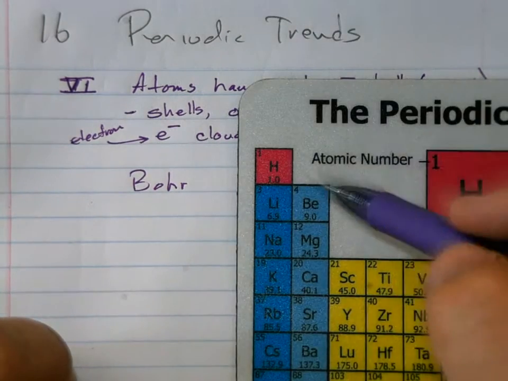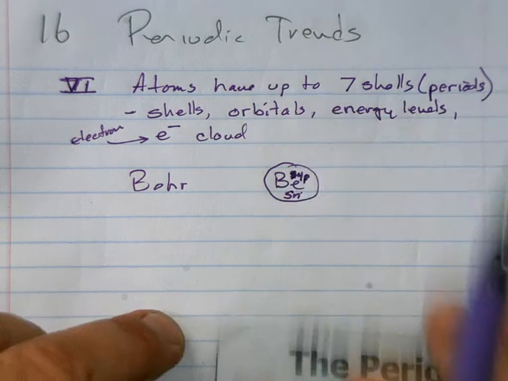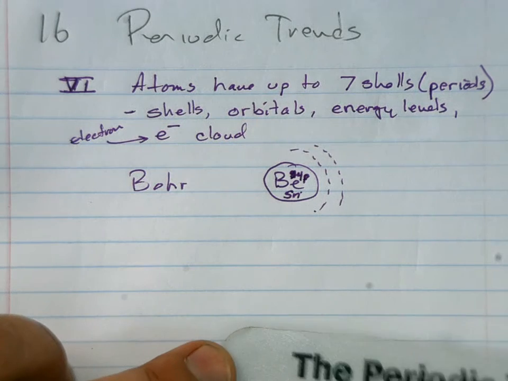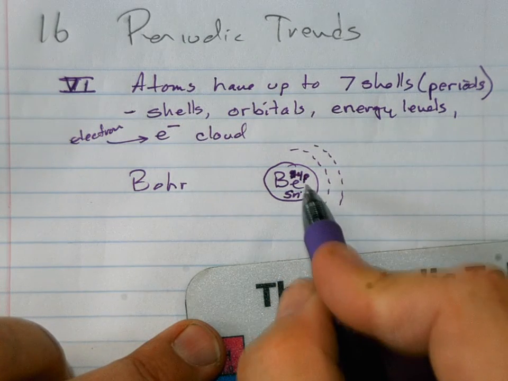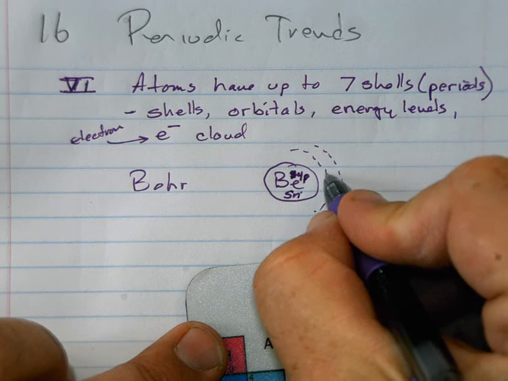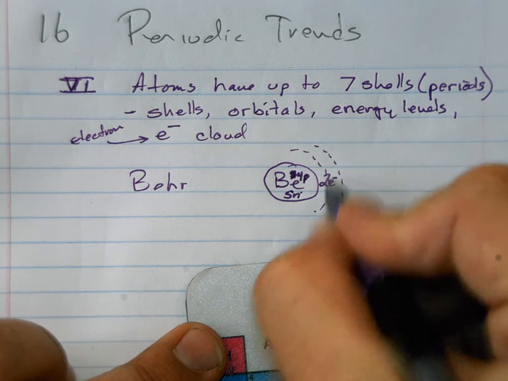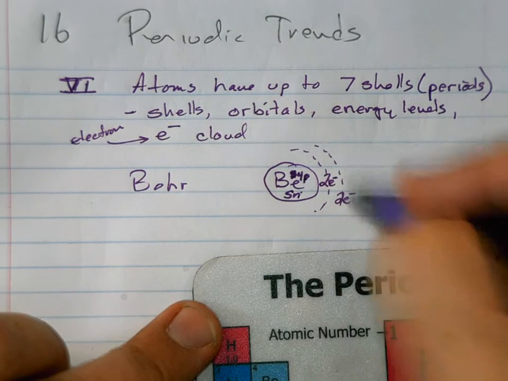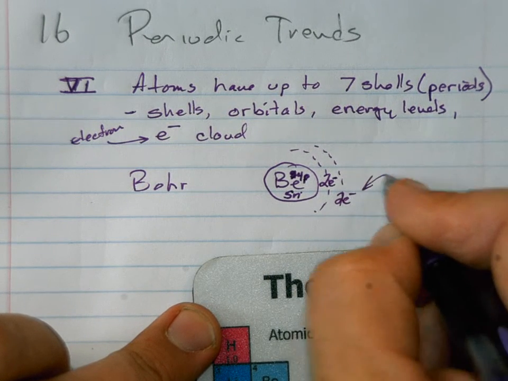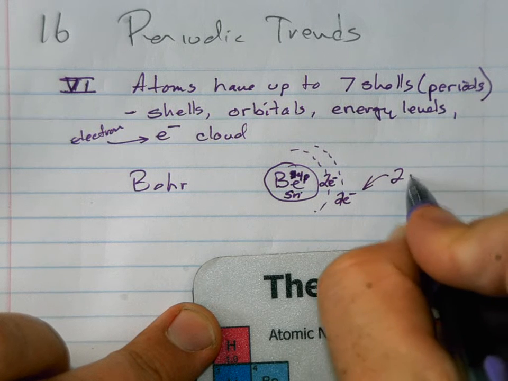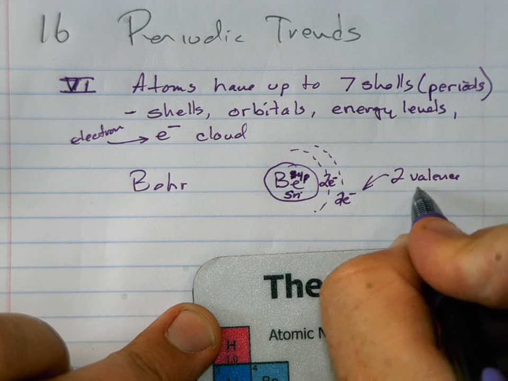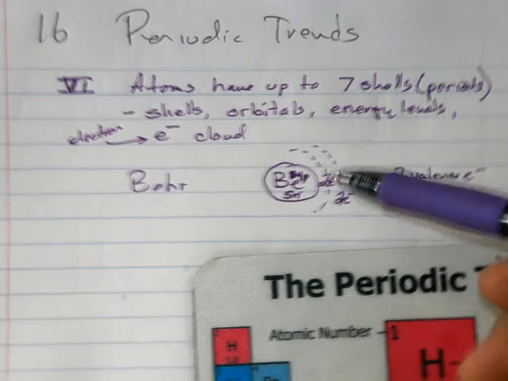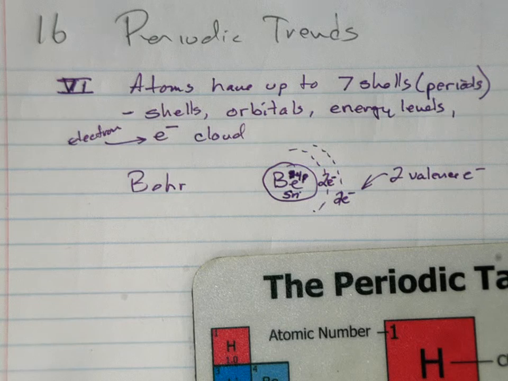It is in period 2, so it has 2 shells. So we can go ahead and draw, I'm just going to do partial shells. It has 4 protons, so before it does chemical bonding, it's going to have 2 electrons attracted to it, which will fill up the first shell, and then it'll have 2 electrons out here in the second shell. So we could say that it has 2 valence electrons. So that's a term that will come up a lot. The number of outer electrons you have, that's your valence electrons.